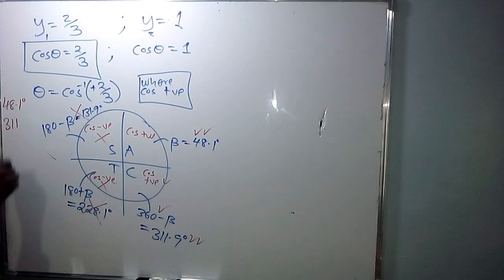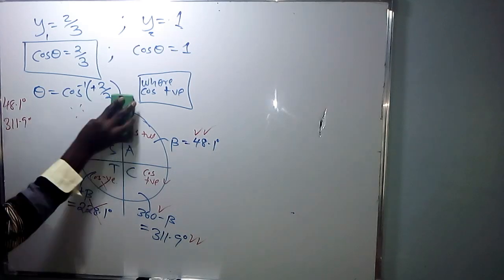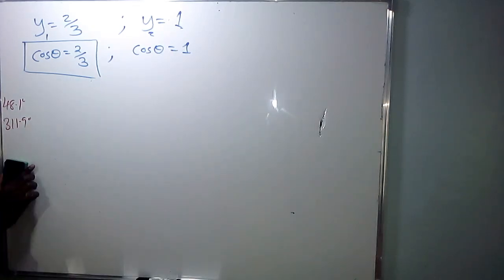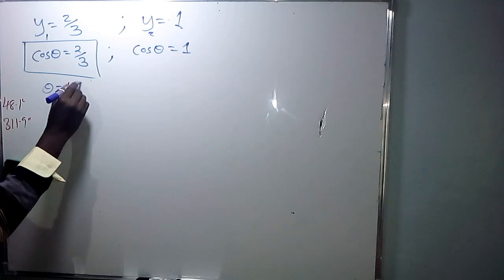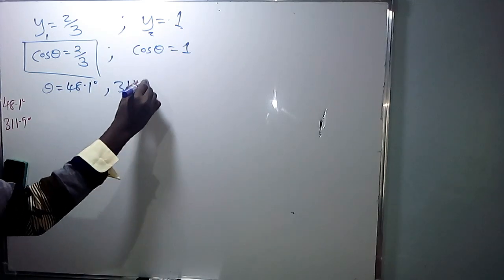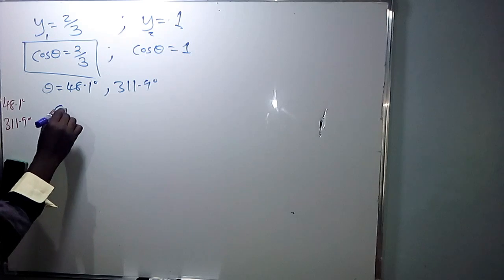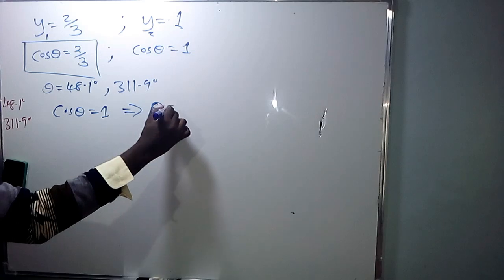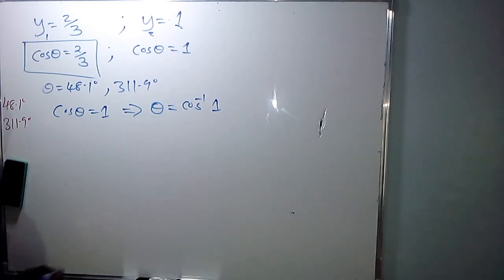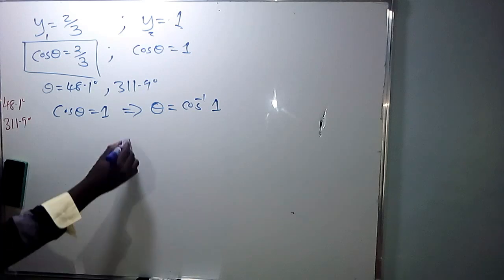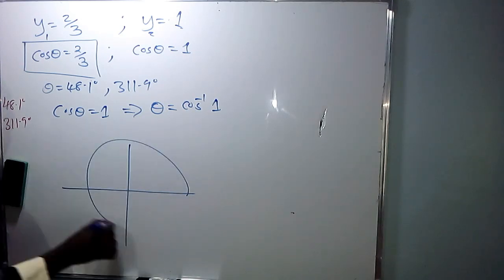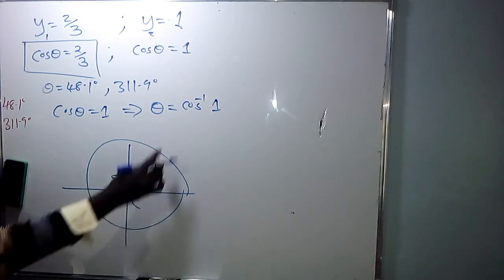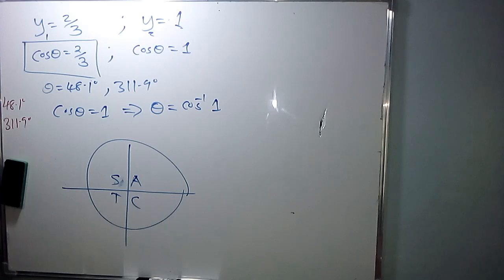Then we go for the second case, where cos theta equals 1. When cos theta is equal to 1, theta is the cos inverse of 1. So remember 1 is positive 1, isn't it?